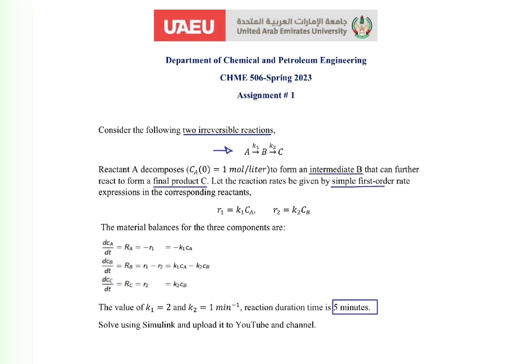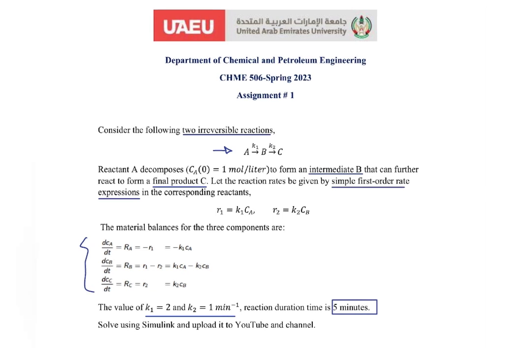Also, the reaction rates follow a simple first-order expression as shown. Likewise, the material balances for the three components are given as shown on the worksheet, and they are what we will build in Simulink to solve the problem. Also, K1 and K2 values are given to be 2 and 1 minute to the power -1 respectively. Now that we have read and understood the problem, we will solve it by using Simulink to obtain a graph of the change in concentration with respect to time.